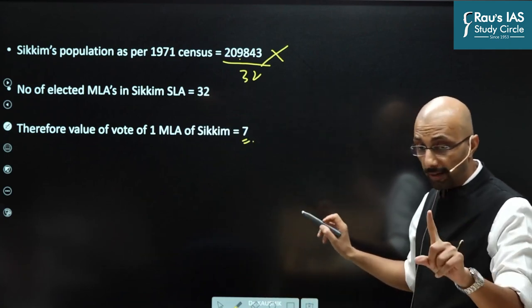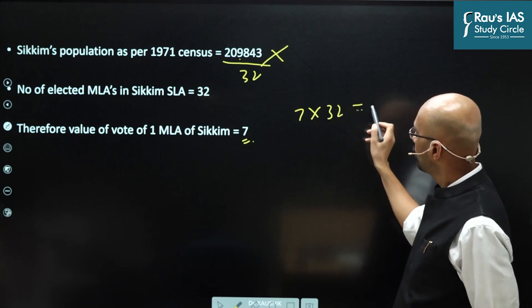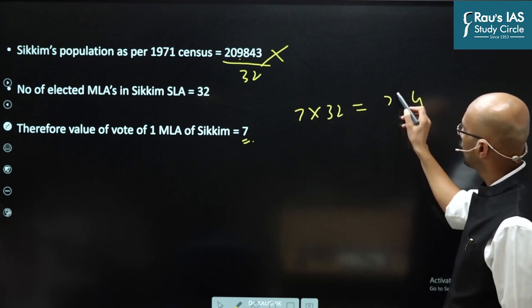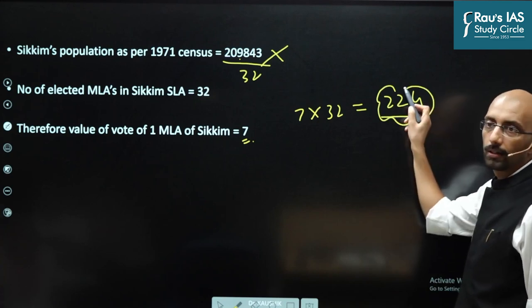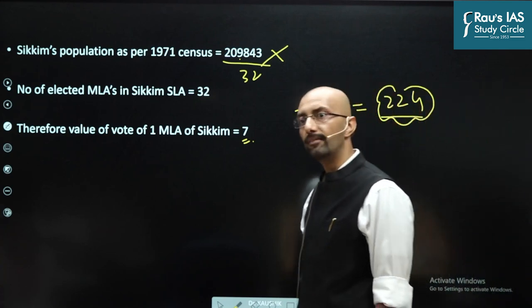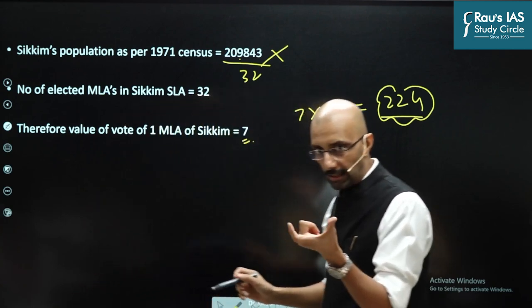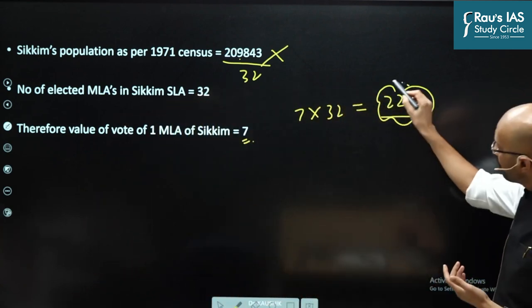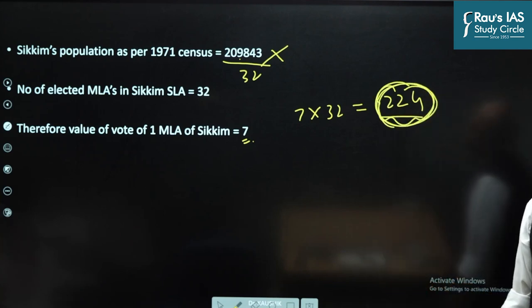So 7 is for one MLA. Total how many MLAs? 32. 32 times 7 is 224. So 224 is now the total value of all MLAs of Sikkim. So Sikkim as a state, Sikkim as a whole, has this much value in the election of the Indian president.